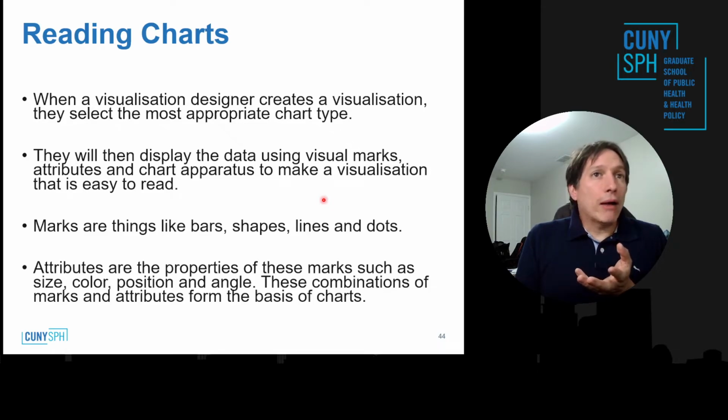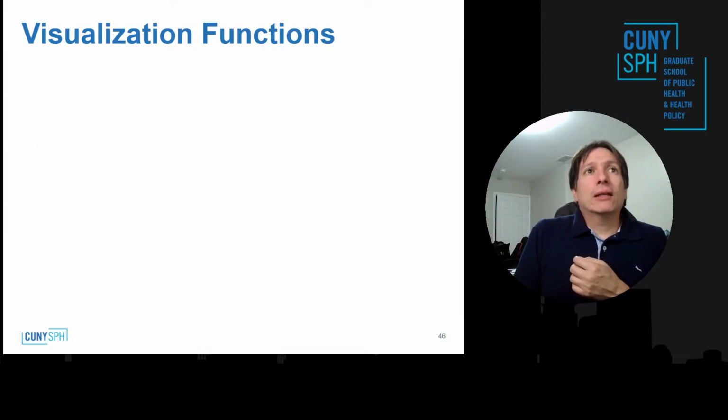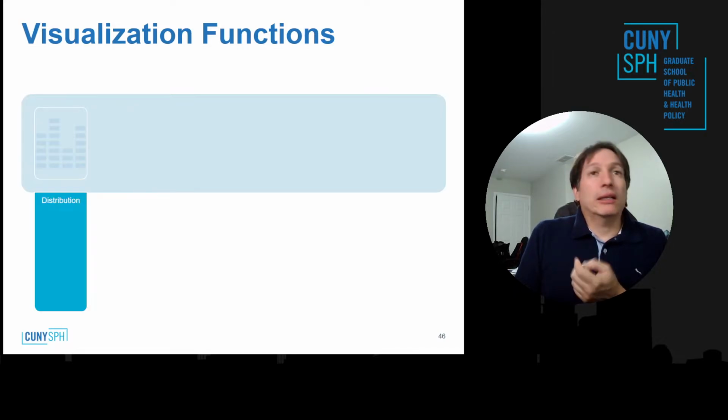And then we are going to have those visual marks and the attributes and the different things that are going to be there, and are they easy to read? The marks and the attributes and the properties. Okay. Then what are the visualization functions that we were talking about initially?